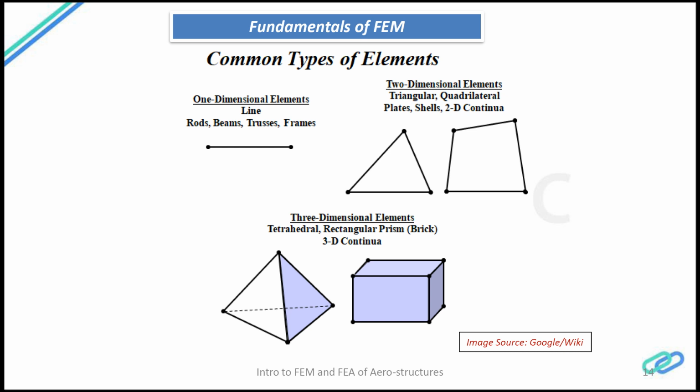Similarly, 3D elements. 3D might be a tet, a prism, a block or hex element, a brick element. Each element will have a set of degrees of freedom based on the degrees of freedom of its nodes. These 3D elements don't have any rotational degrees of freedom. They have only the translational degrees of freedom.